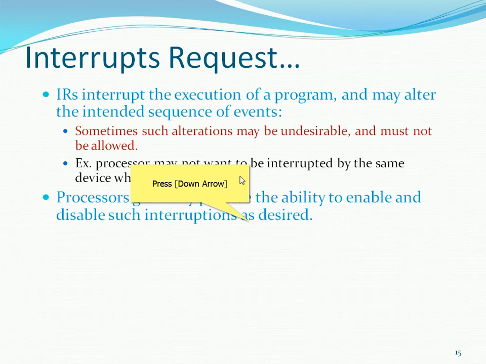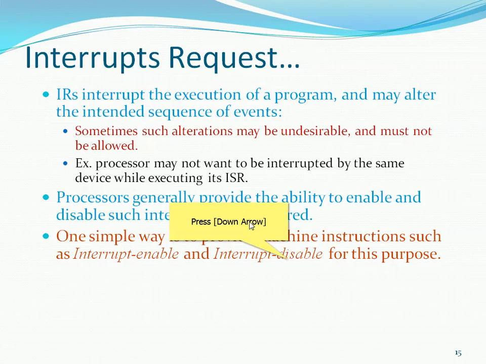Processors generally provide the ability to enable and disable such interrupts as desired. One simple way is to provide machine instructions, interrupt enable and interrupt disable, for this purpose. So there is an additional facility. When you don't want any disturbance from other devices, you can disable. If it is enabled, the device may put a demand or request. If it is disabled, even if the device puts the request, the processor will not consider it, because it has closed the door for all the devices for a certain amount of time, as in a critical situation.